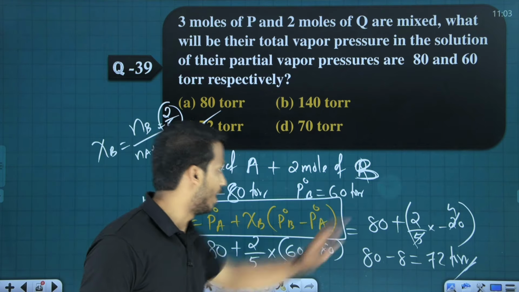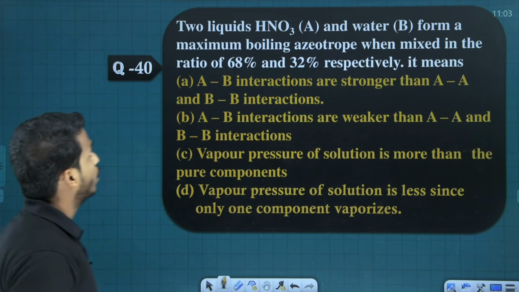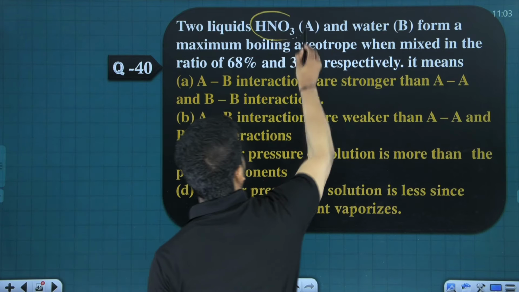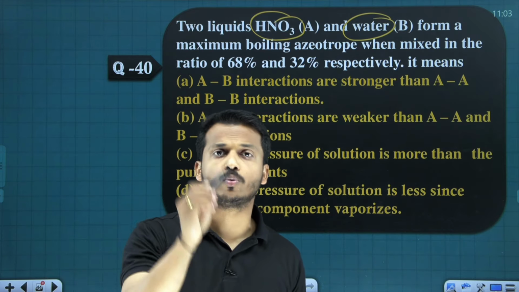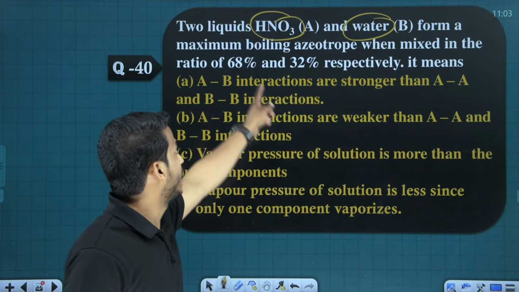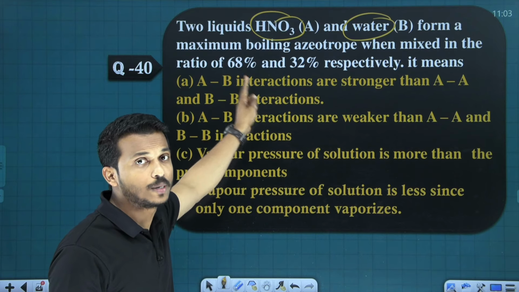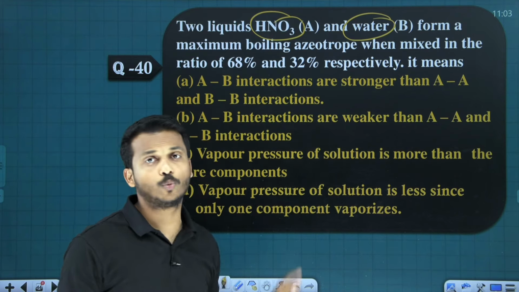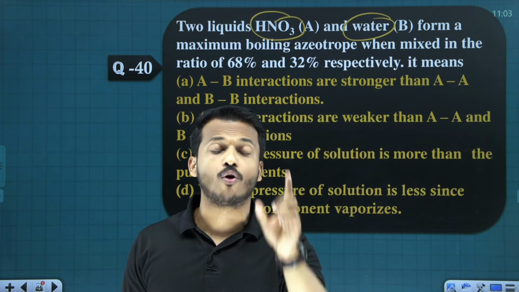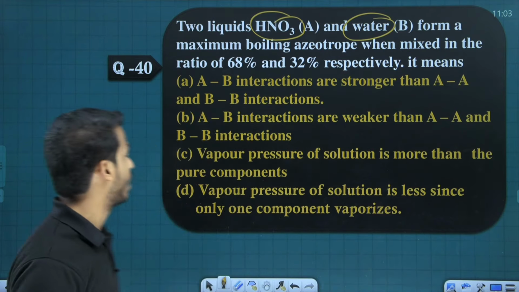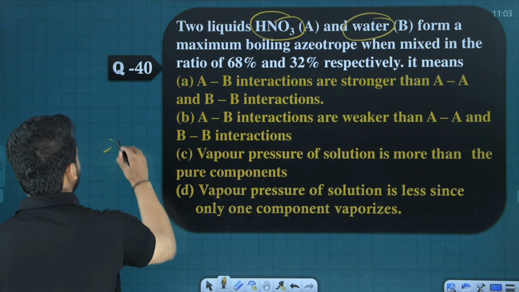The solution: two liquids, nitric acid and water. First thing, you know, nitric acid and water. When you mix the acid with water, we already studied this percentage: 68% nitric acid, 32% water. Water when combined with the acid will form negative deviation. Okay, negative deviation.